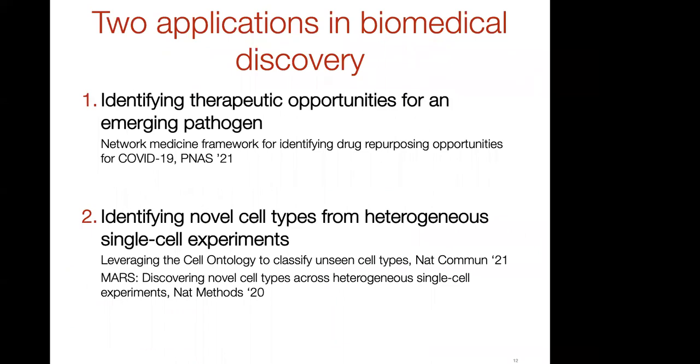Okay, so this might seem a bit abstract. To make things a bit more practical, let me share with you two studies where this idea of few-shot learning on graphs has been practically used. So first I will highlight a study where we used GMeta and few-shot learning on graphs to identify therapeutic opportunities for an emerging pathogen. And second, I will talk about identifying novel cell types from heterogeneous single-cell experiments.